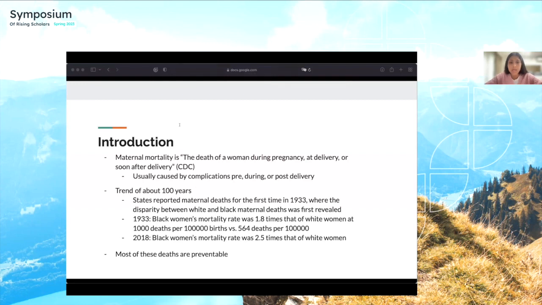One thing to note is that most of these deaths are preventable, which increases the importance of studying the factors that contribute to the racial disparity in the deaths. This is one of the reasons why I chose to study this topic. I read a lot of articles about how Black women experience maternal mortality at a much higher rate than white women, so I wanted to know why that was happening and how to change that.